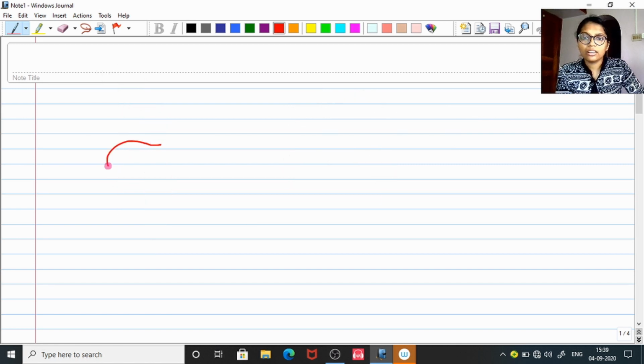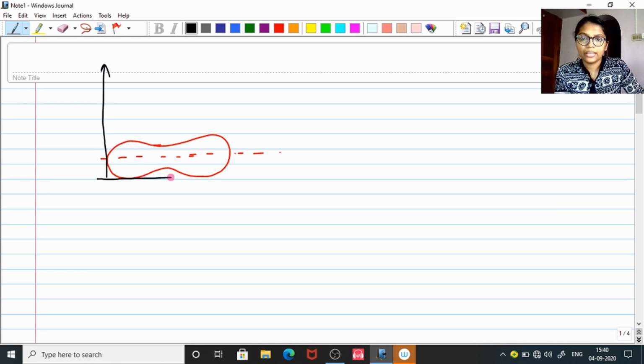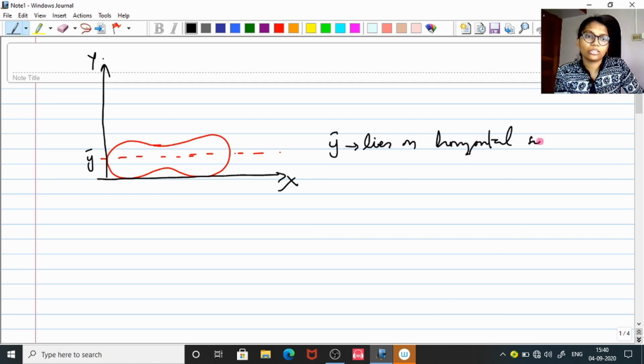Now the figure is somewhat like this, and if the figure has a horizontal symmetry, again please paste the same in your first quadrant xy plane, and you can be very sure that your y bar lies on this particular line. That is, your y bar will always lie on the horizontal symmetry. And x bar, again you do not know the position of x bar, it depends on the area of the figure. So it is like integral x dA by integral dA.